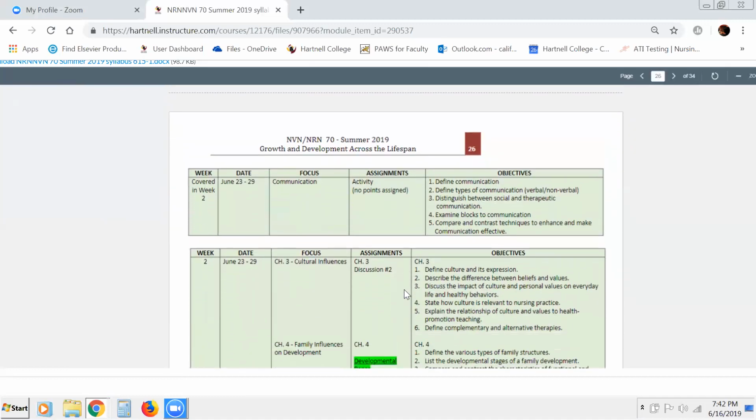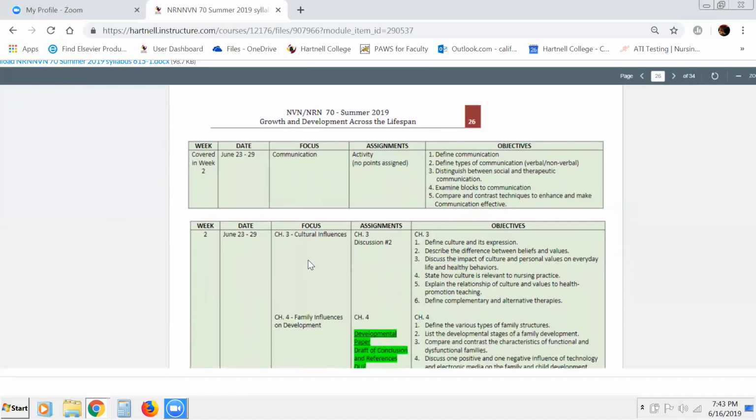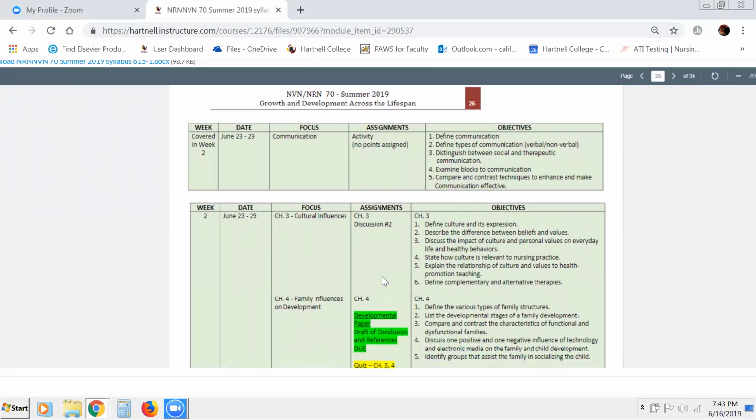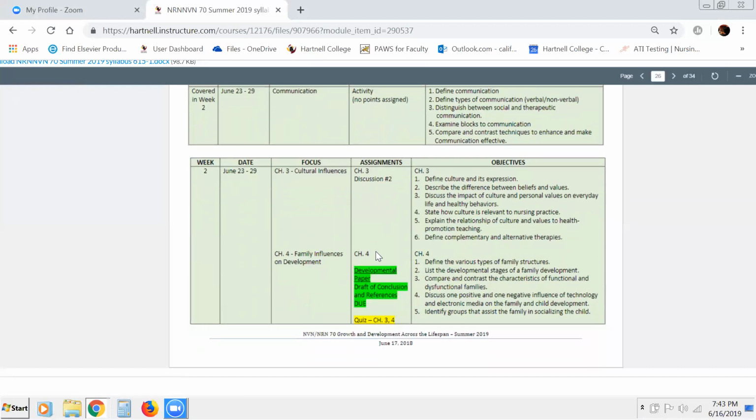So the next week, in week 2, we're going to cover communication. There's an activity, no points, and then we will continue with chapters 3 and 4. There is a discussion for chapter 3, and then because you're working on your paper, there's no discussion for chapter 4. You're going to continue to work on your paper, and there will be a quiz on chapters 3 and 4, which also will include some communication.